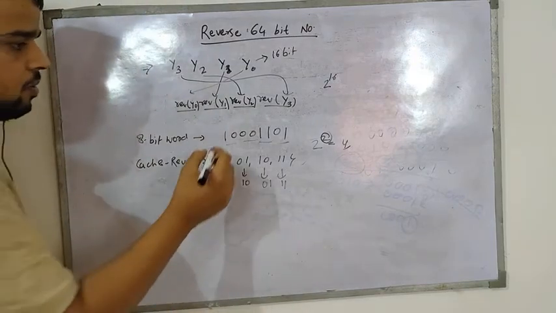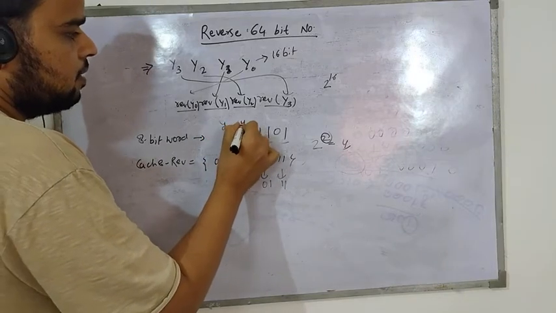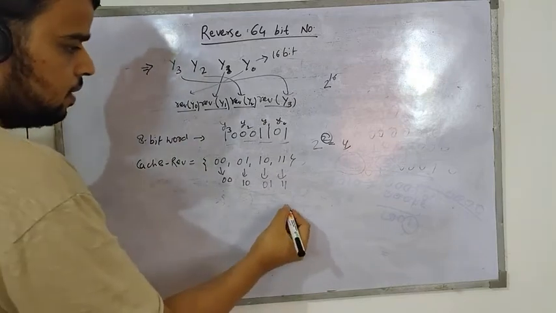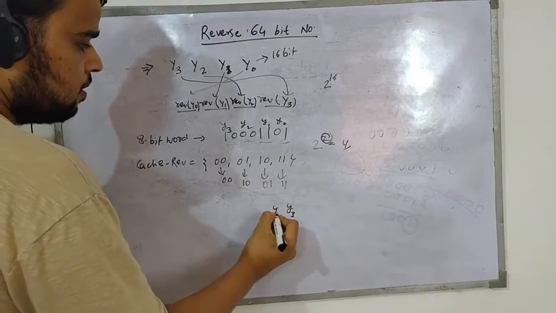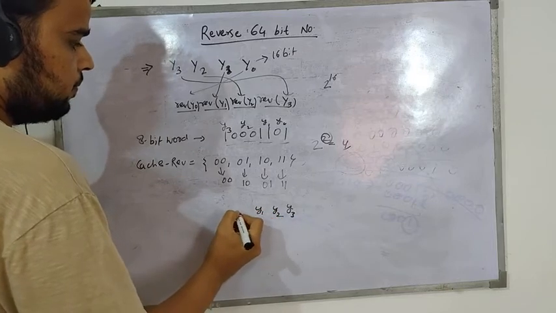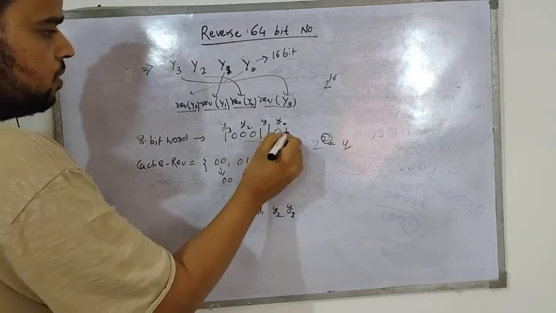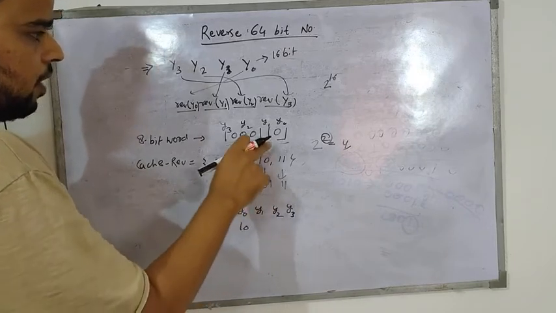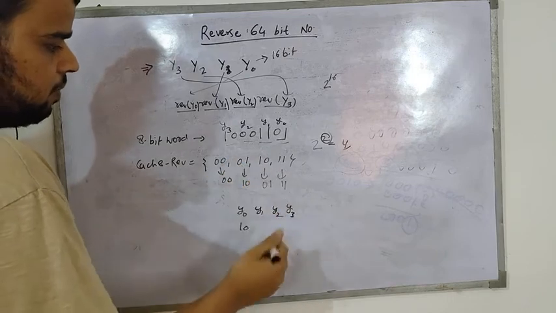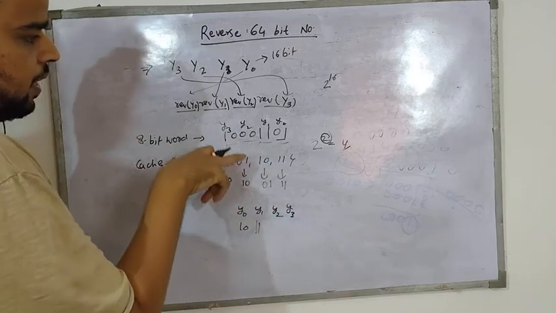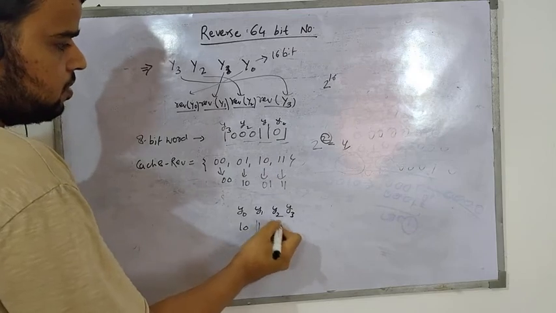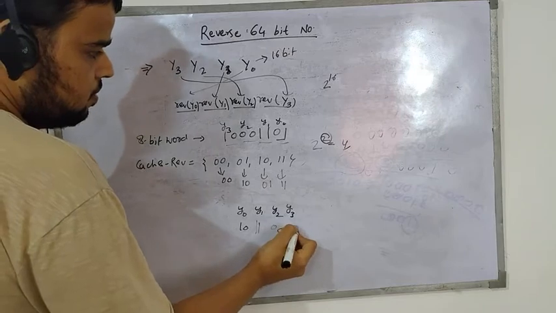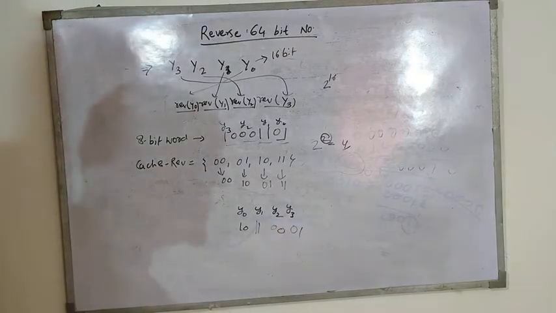Let's consider y3, y2, y1 and y0. My answer will be y3, y2, y1 and y0, each reversed. y0 is 01, so its reversal will be 10. y1 is 11 and its reversal will be 11. y2 is 00 and its reversal will be 00. y3 is 10 and its reversal is 01. So this is the answer.